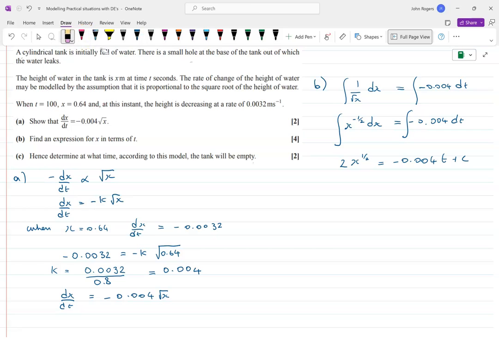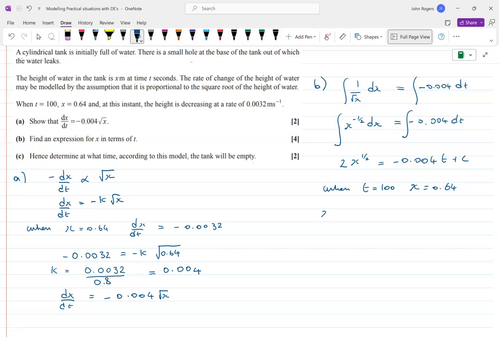So as I mentioned before, we can use the other part of the boundary condition, that when t is equal to 100, x is equal to 0.64 there. So we've got when t is equal to 100, x equals 0.64.